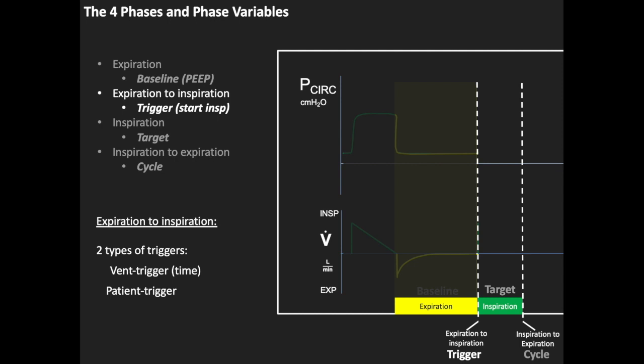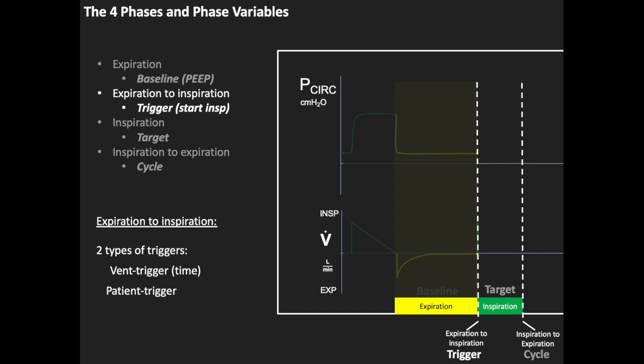In one case, you're just waiting a certain amount of time to say this is when the next breath is going to start. In the other case, you get some signal from the patient to say this is when the breath should start. So vent trigger, you're just waiting a certain amount of time. Patient trigger, you get an actual signal from the patient, either a change in pressure or flow in the tubing because the patient made an effort, and that starts inspiration.